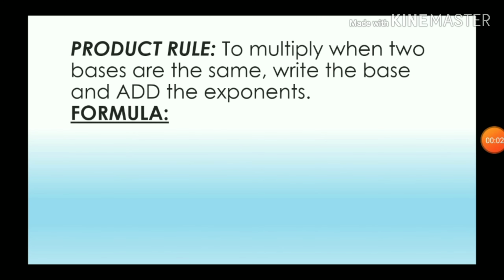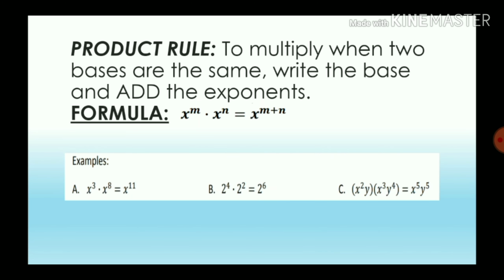Number 1. Product rule. To apply when two bases are the same, write the base and add the exponents. Formula: x^m times x^n is equal to x^(m+n). Examples. Example A. x to the power of 3 times x to the power of 8 is equal to x to the power of 11. B. 2 to the power of 4 times 2 to the power of 2 is equal to 2 to the power of 6. 6 comes from the addition of 4 and 2.